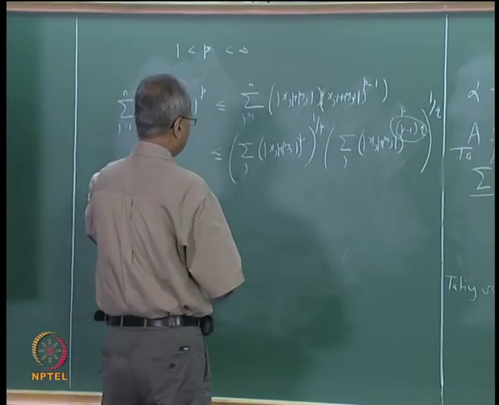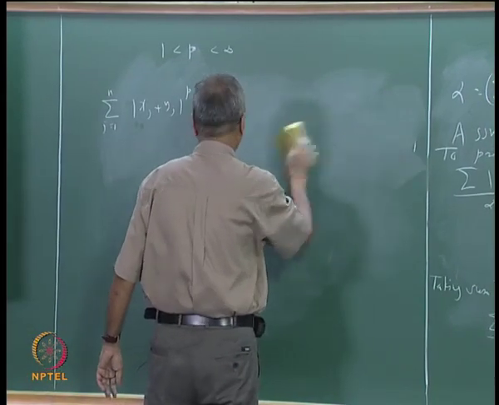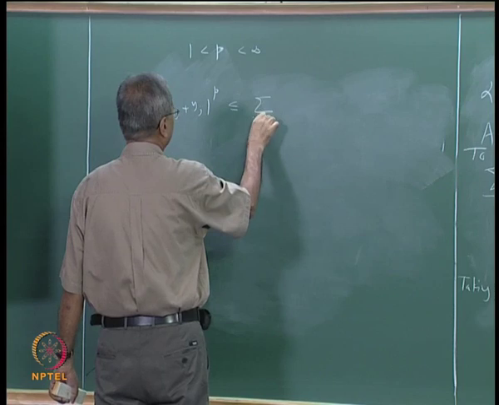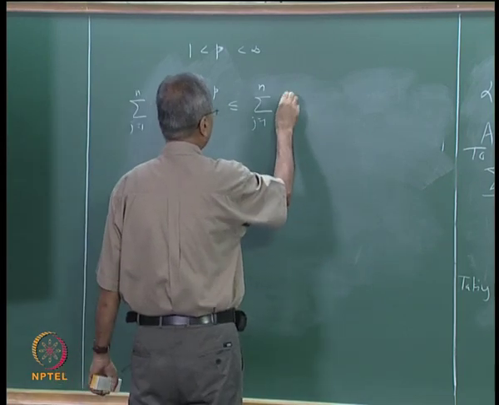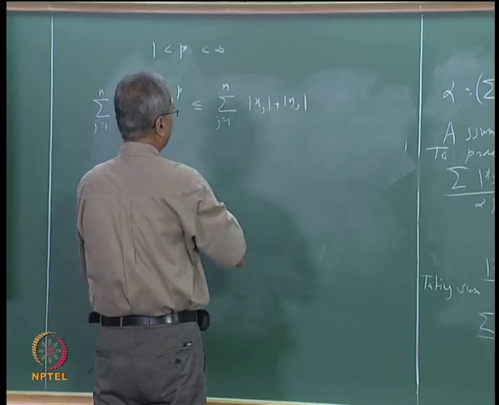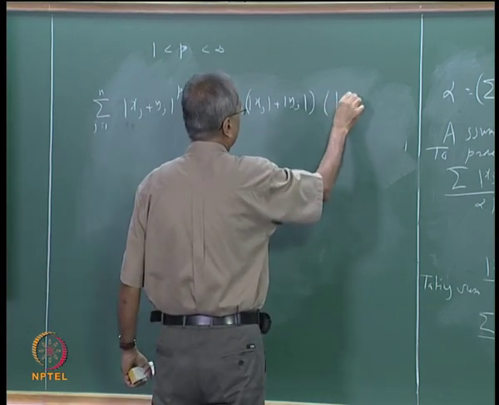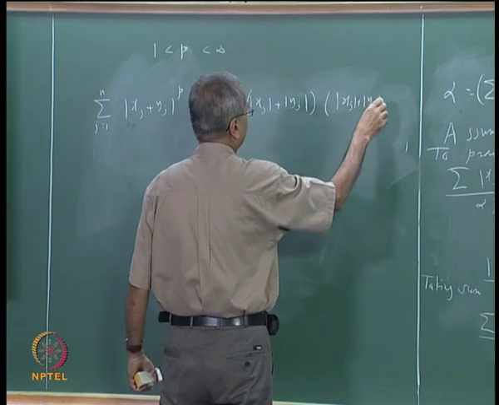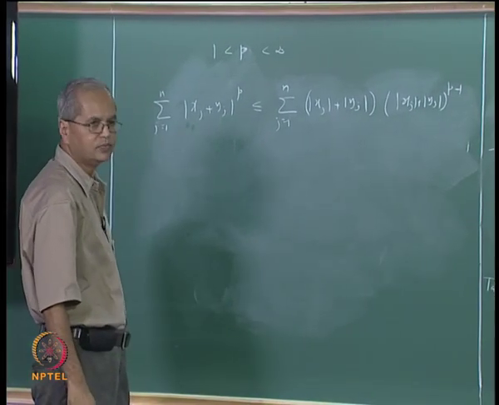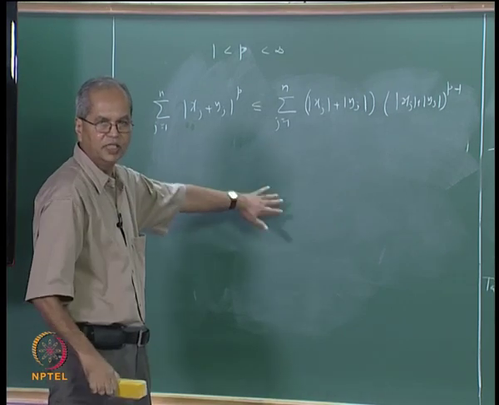No, I think we have to have some more steps in. Let us not do it in this fashion. Let us say this is sigma j going from 1 to n, mod xj plus mod yj, into the power P minus 1. I forgot about one thing, there is one more step in between and then we will do what we did.